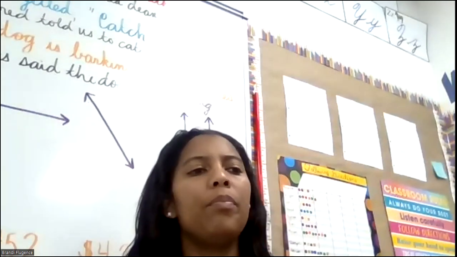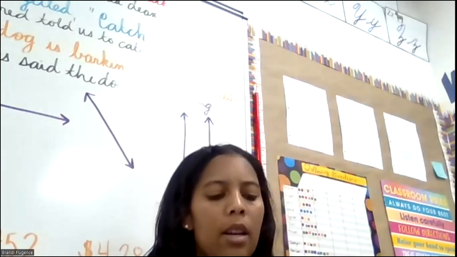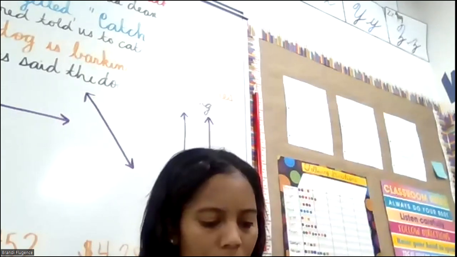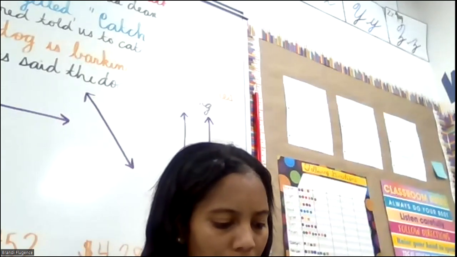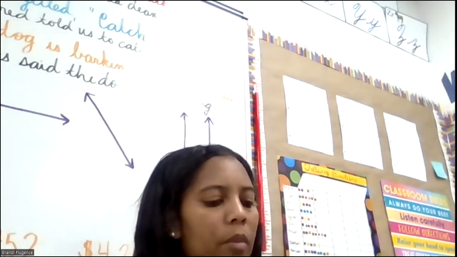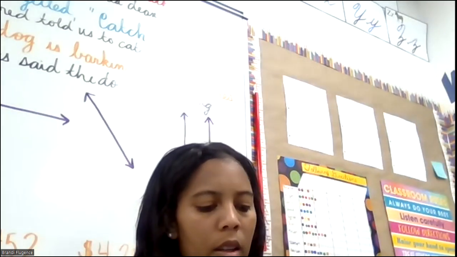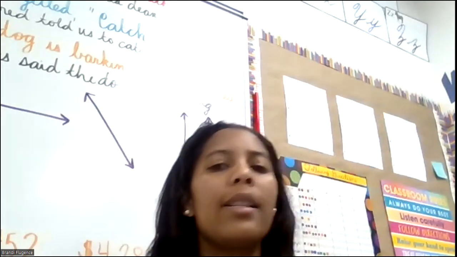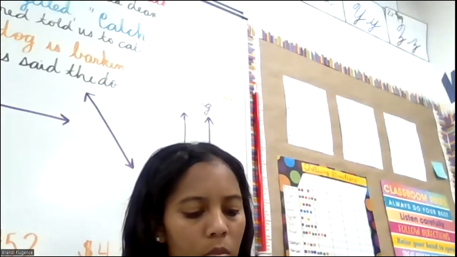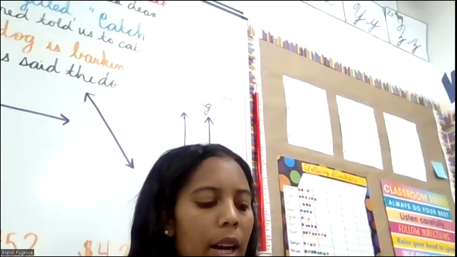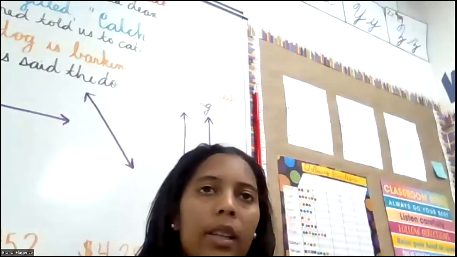Okay, next one. How many groups? Count them. 9 groups. So that's 9 times 5. Count them. 45. 9 times 5 is 45.